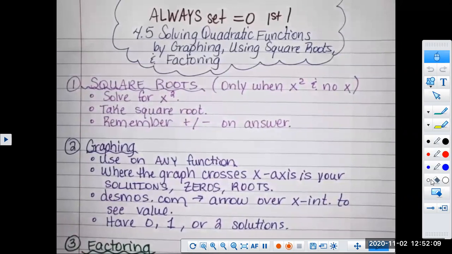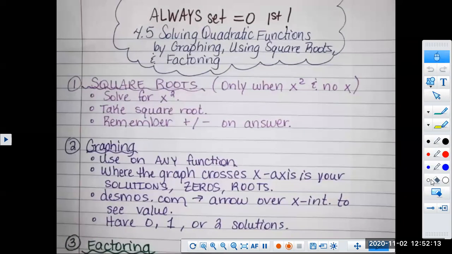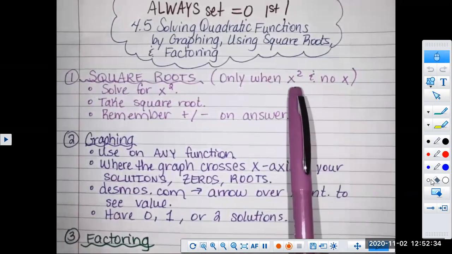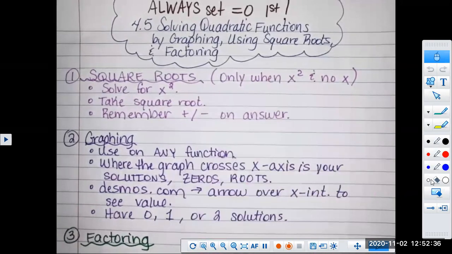Okay, I'm going to show you how to pick out the method to use. Of course, you can use any method. Graphing you can use on any function that you want to. Any type of function, you can always graph. Square root, the only time you can actually solve by using the square root is when you have only x squared and you don't have an x term in your problem.